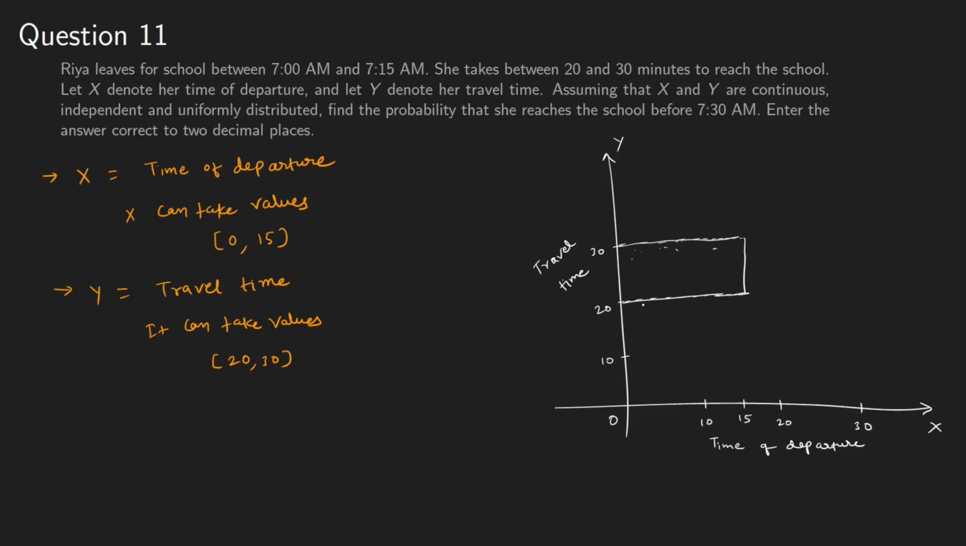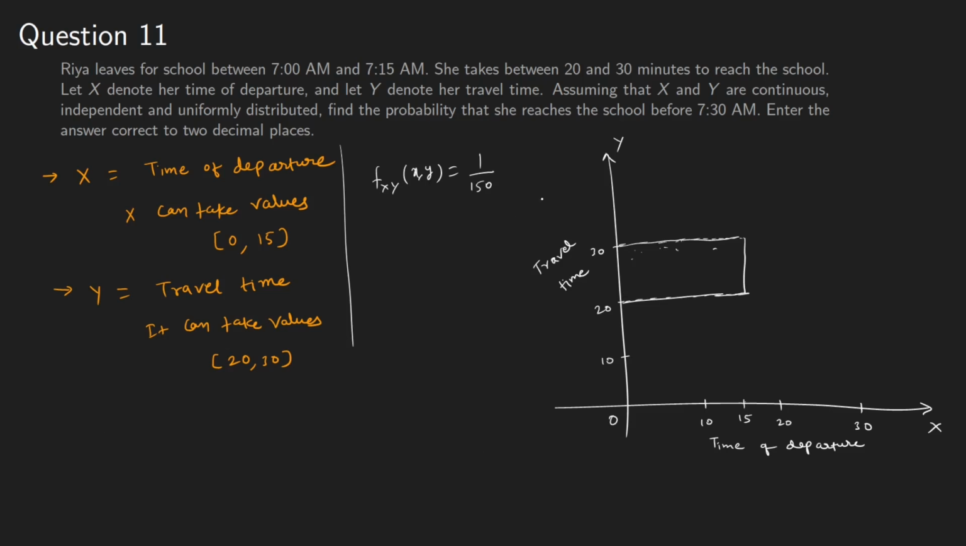And it's given that x and y are continuous, independent, and uniformly distributed. It means their joint PDF will be uniform. So we can calculate the joint PDF very easily. f_XY at (x, y) is simply 1 divided by the area of this region, the area of the support. So it is clearly 10 times 15, so it is 150.